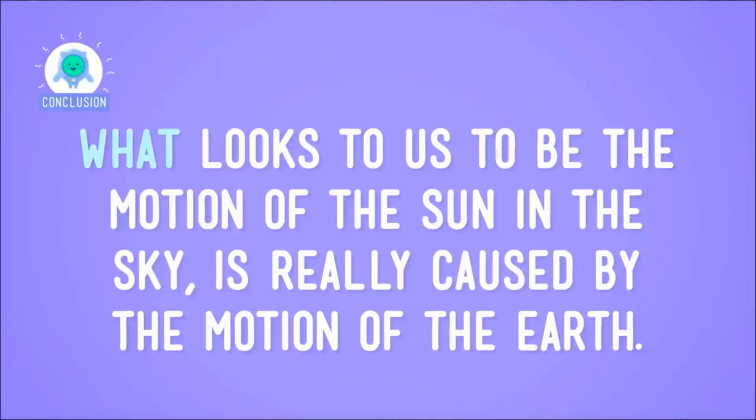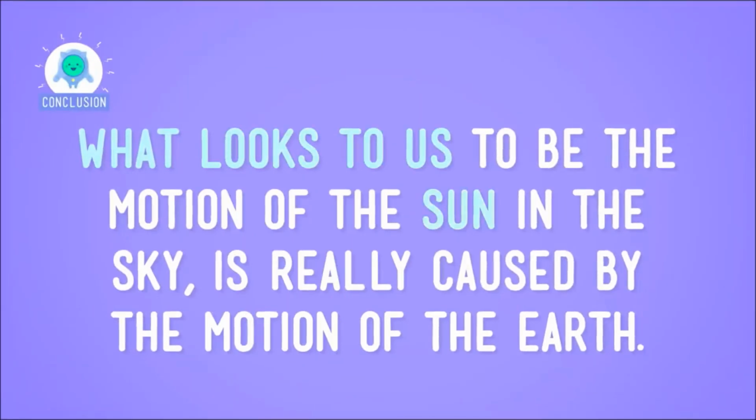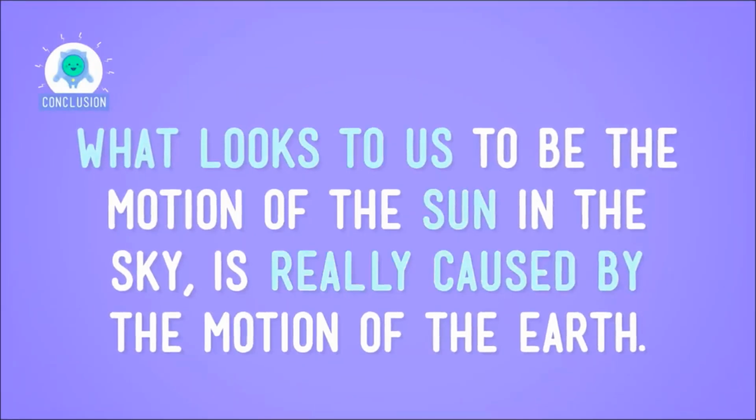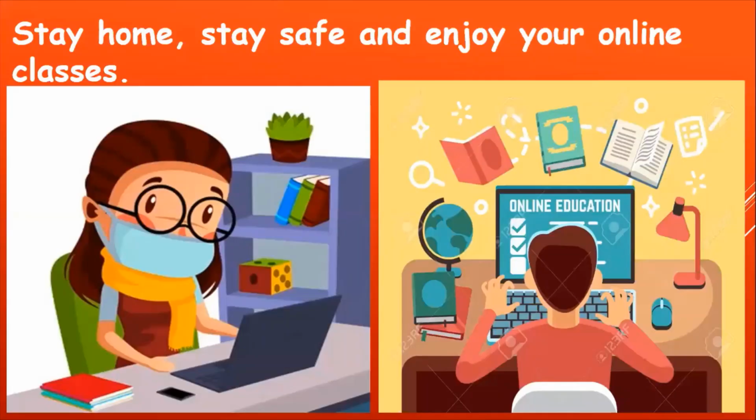It shows that what looks to us to be the motion of the sun in the sky is really caused by the motion of the Earth. So now you know, when you look up and see the sun setting or rising, it's not going around us. It's sitting pretty much at the center of the solar system, while we and the 7 other planets go around it. That sun, always gotta be the center of attention.